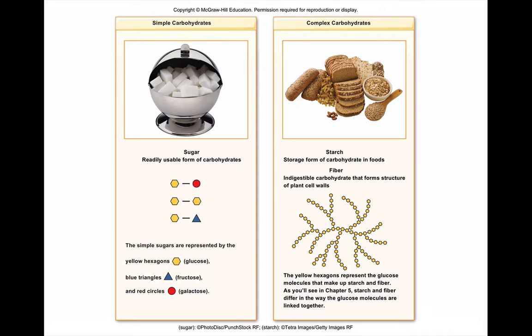Carbohydrates are molecules that are composed of carbon, hydrogen, and oxygen. We get carbohydrates mostly from fruits, vegetables, grains, and beans. Beans, dried beans, legumes, things like that. Carbs provide 4 calories for every gram. They can be broken down into two categories, simple and complex.